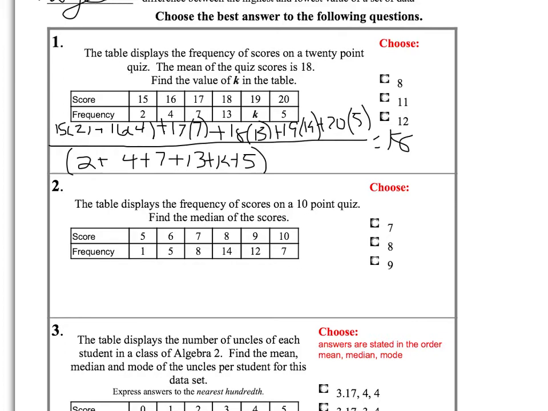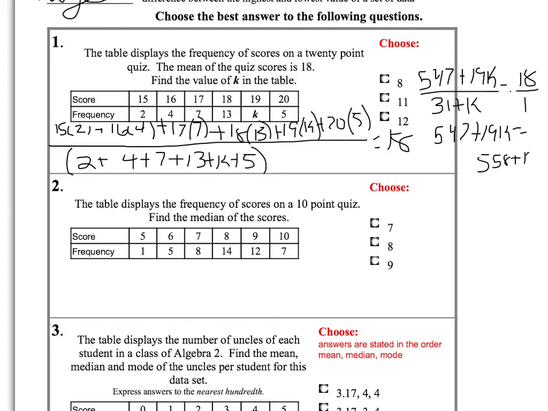Well, when I add up all the numbers on top, you end up getting 547 plus 19k, and the denominator 31 plus k. Again, it has to equal 18. Since it's a fraction here, let's cross multiply. So I'll get 547 plus 19k equals, and then the other side, 18 times 31 is 558 plus 18k.